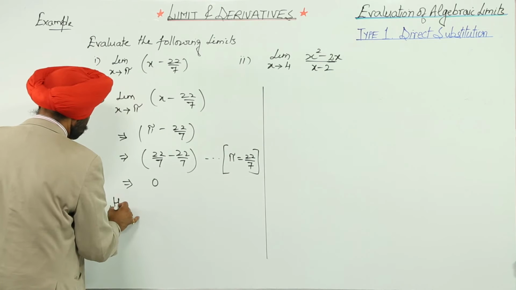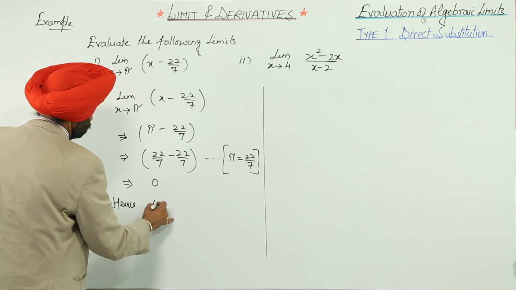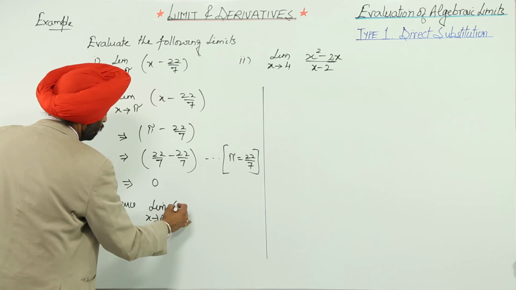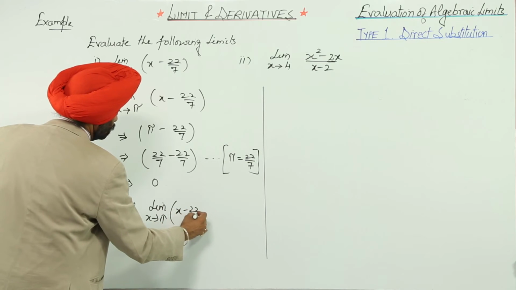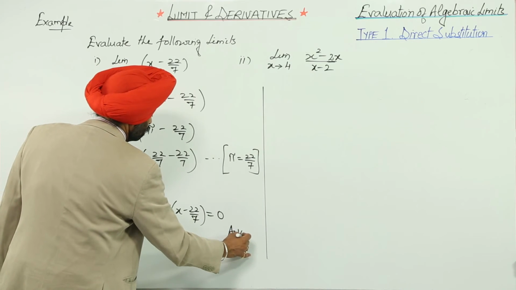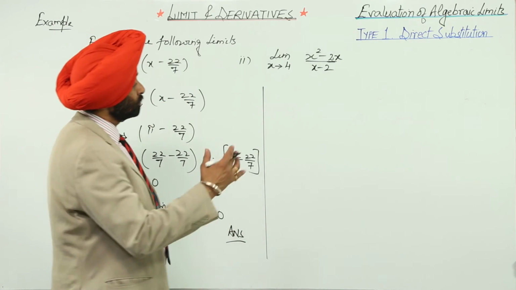Hence limit x approaches to pi x minus 22/7 is equal to 0. A very simple part. Now going for the second part.